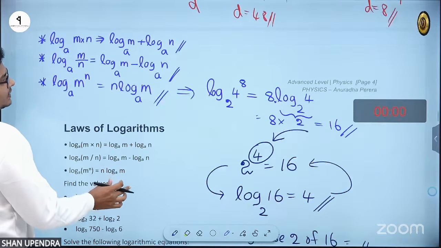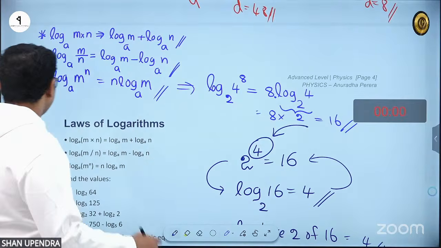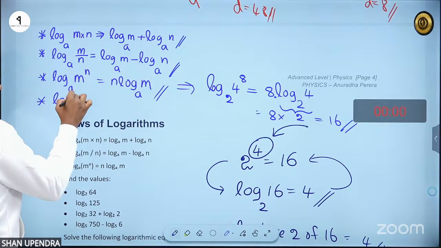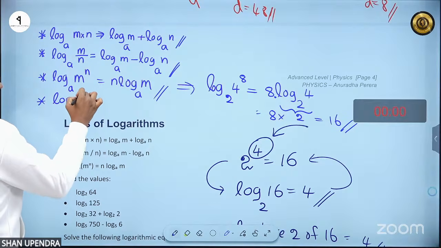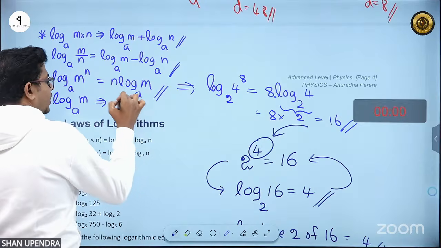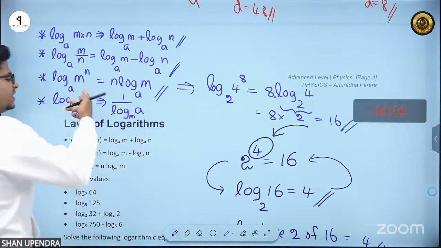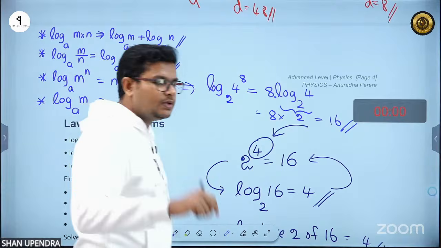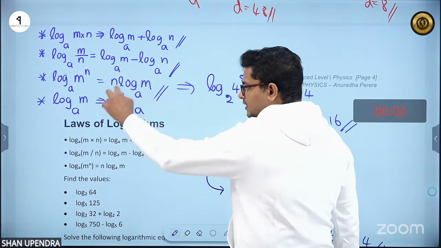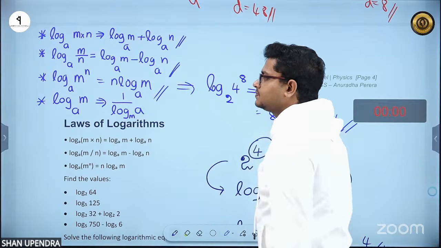And there is another set of equations, but they are not needed for A level physics. One relationship is that log base a of m equals 1 over log base m of a. You can interchange the base and the value.